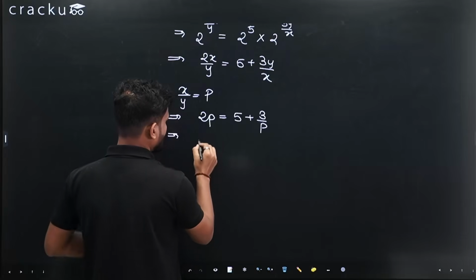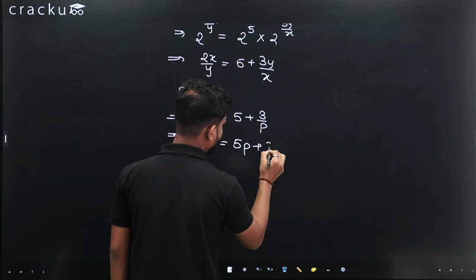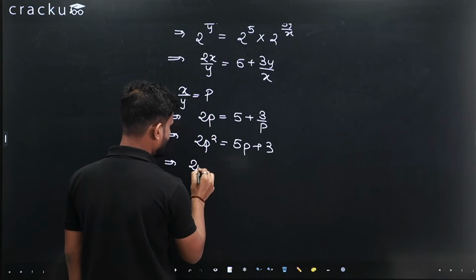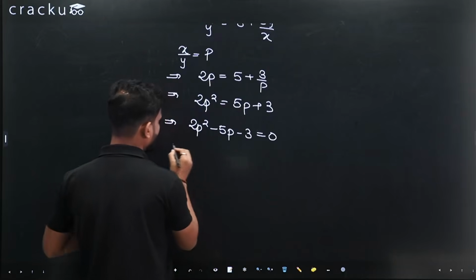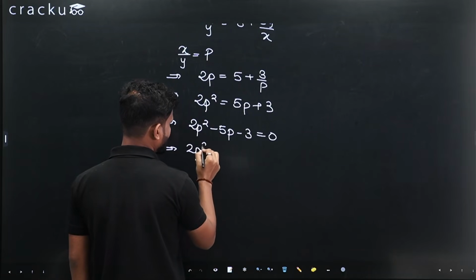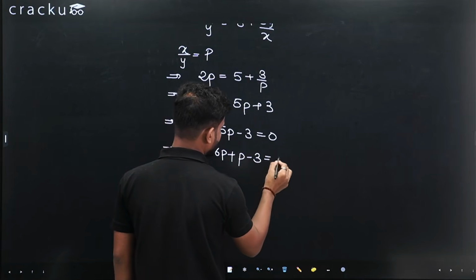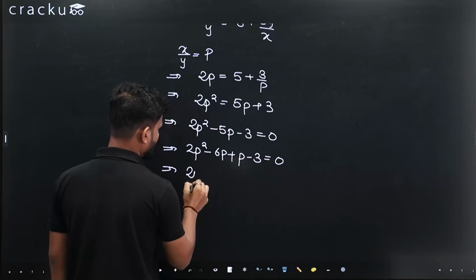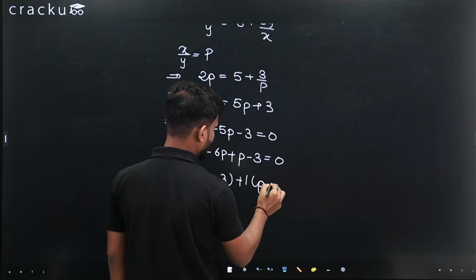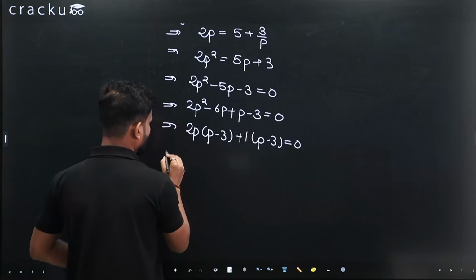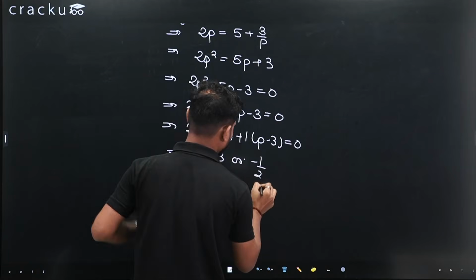From here I can say 2p square is equal to 5p plus 3, or 2p square minus 5p minus 3 is equal to 0, or 2p square minus 6p plus p minus 3 is equal to 0, or from here 2p into (p minus 3) plus 1 into (p minus 3) equal to 0, or p is equal to 3 or minus 1 by 2.